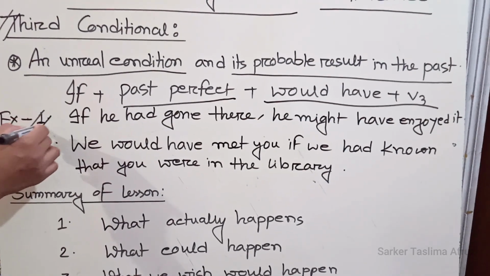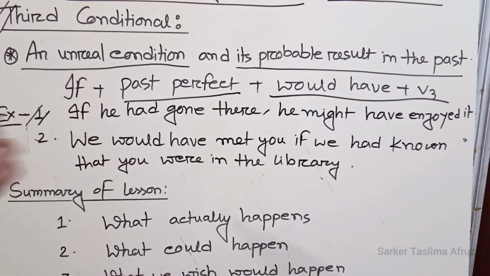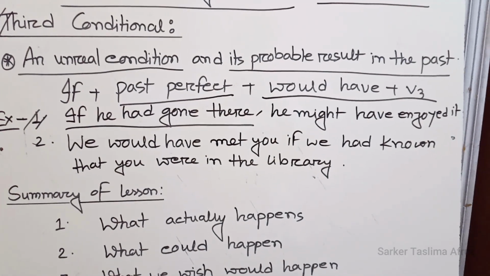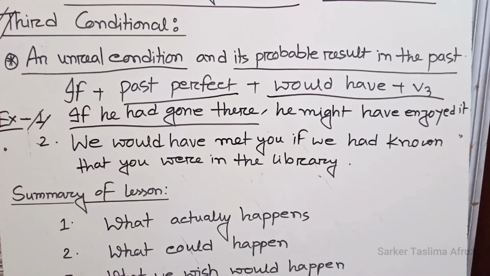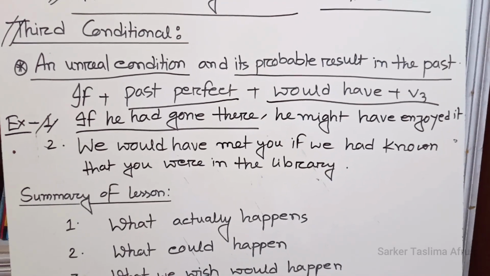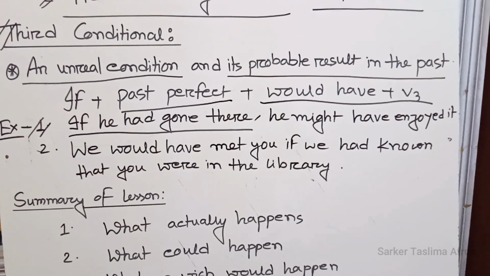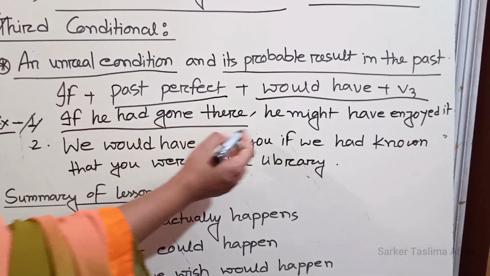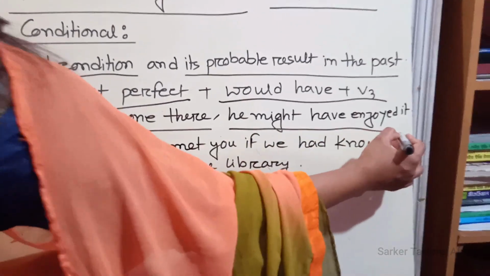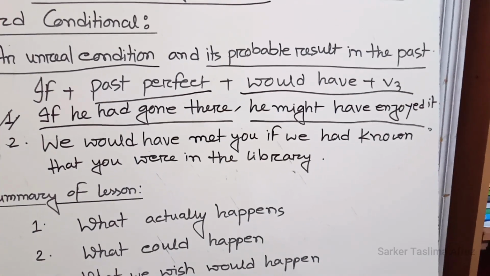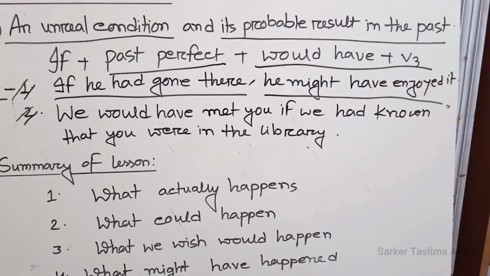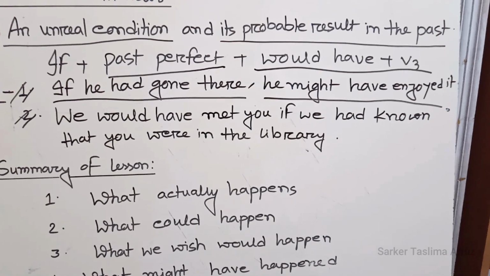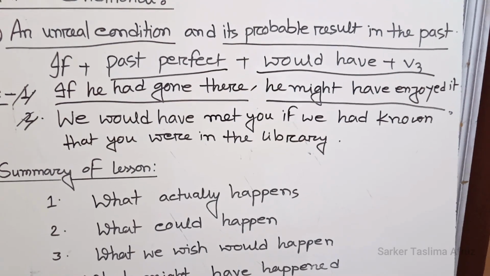Here is an example: if he had gone there, once again I'm talking about past. It's not talking about present or future. It's not possible, but you are thinking that if that happened, you would have done like that. So if he had gone there, he might have enjoyed it, but it's not possible now. Next one, we would have met you if we had known that you were in the library.